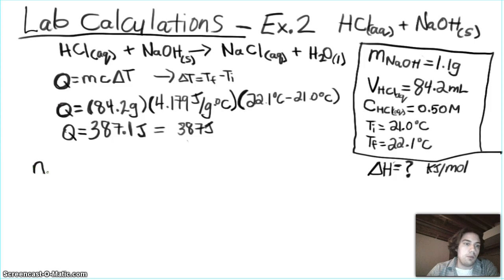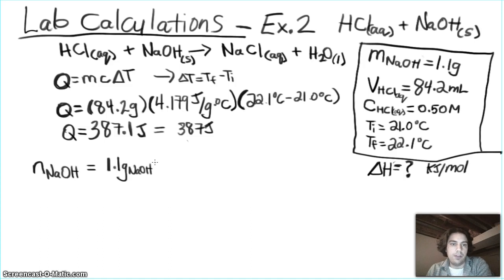So to calculate the number of moles of sodium hydroxide that were involved, we would have to say that we started with 1.1 grams of NaOH. And of course, I'm going to use my favorite thing in the world, which is dimensional analysis. So we're going to multiply this by a fraction. I don't want my unit to be grams of sodium hydroxide, so I'm going to put that down here. I want my unit to be moles of sodium hydroxide, so I'm going to put that up there, just like that.